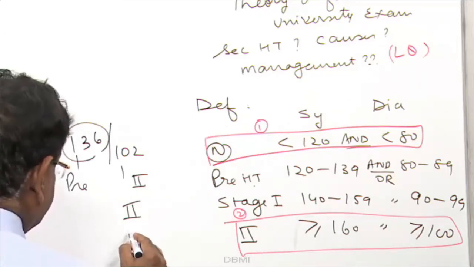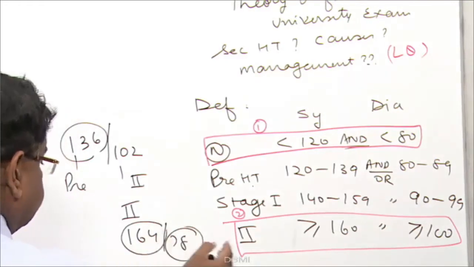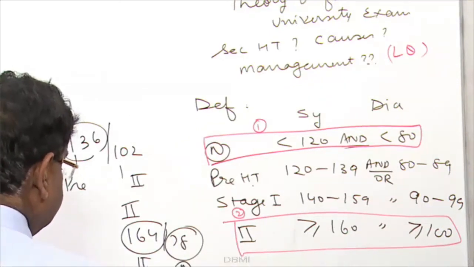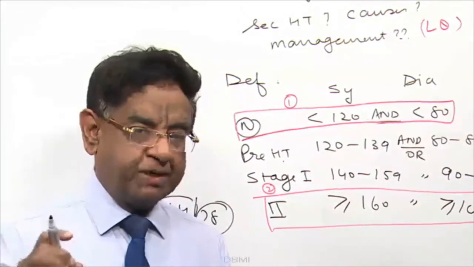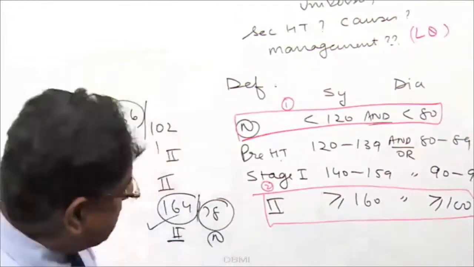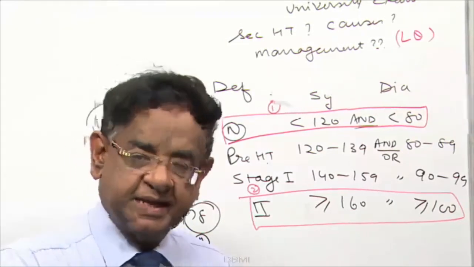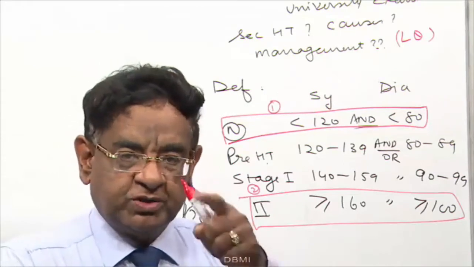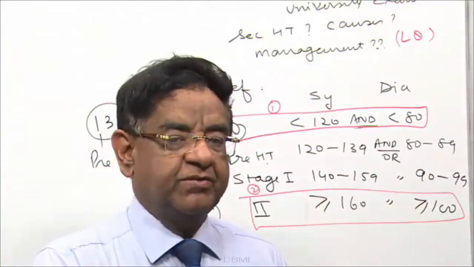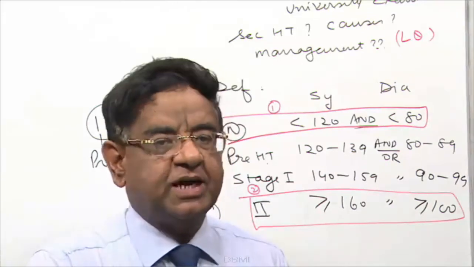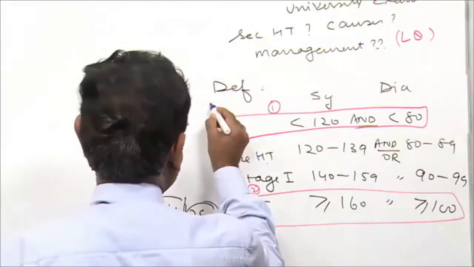Suppose we get a patient like this, 164 by 78. This is stage 2 and this is normal. So we will again call this as a case of stage 2. So what I want to convey to you is an important MCQ. If you are getting two values which come into different categories, the patient's BP is taken as whichever is the higher category. Got it? So we got three MCQs. First was normal, stage 2, and if you get any figure like this, whichever is the higher figure is the BP of that patient. So this is what we learned regarding the definition of hypertension.